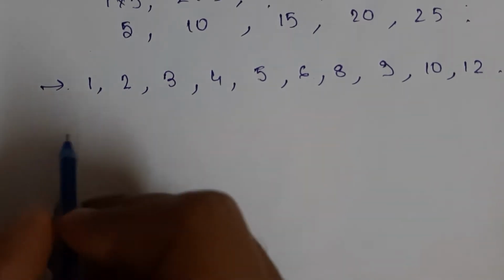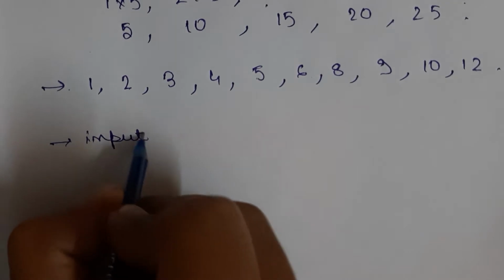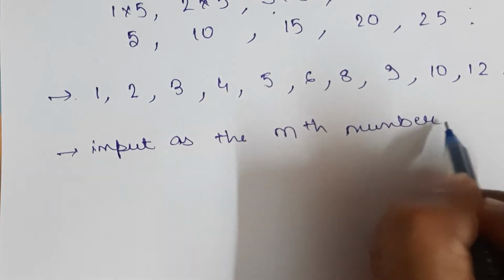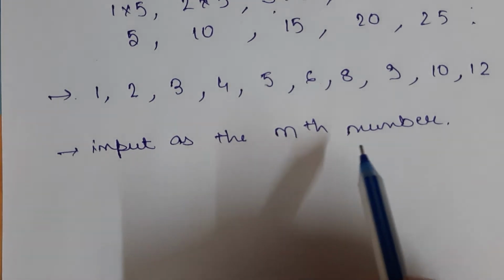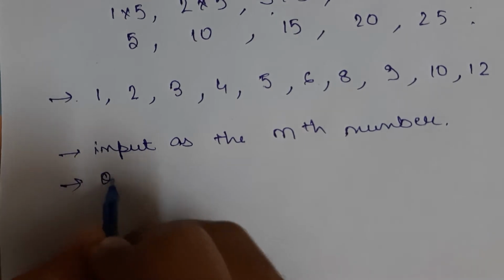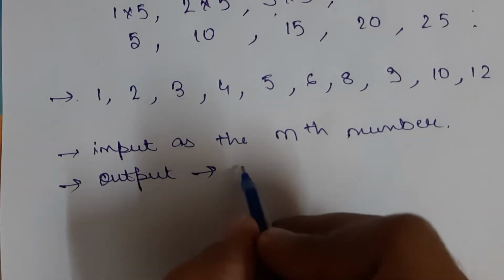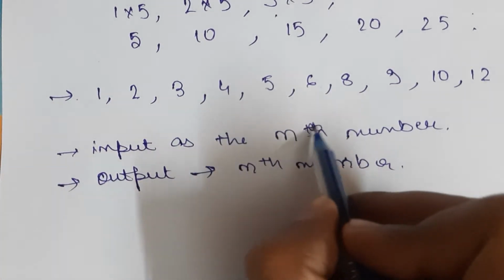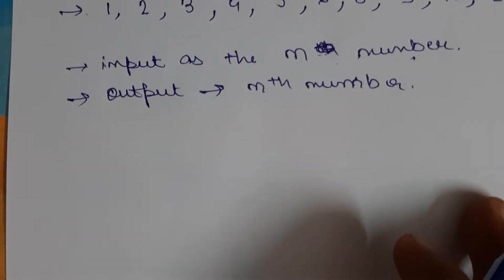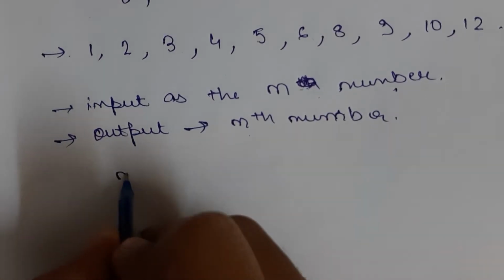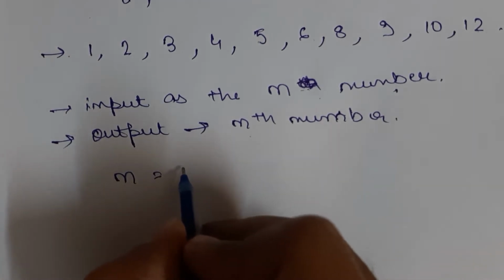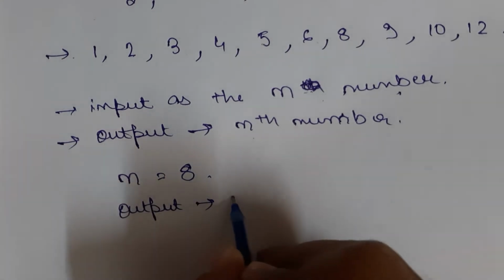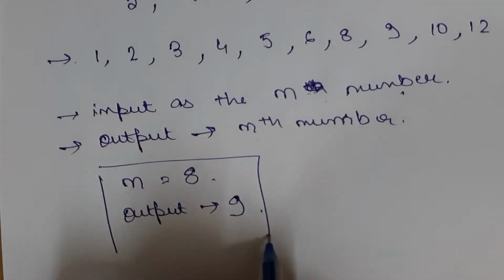So in this problem, the user will give the input as n, and the nth number will be printed. The input will be n and the output will be the nth number. For example, suppose n is given as 8, the output will be 9. This will be the answer.